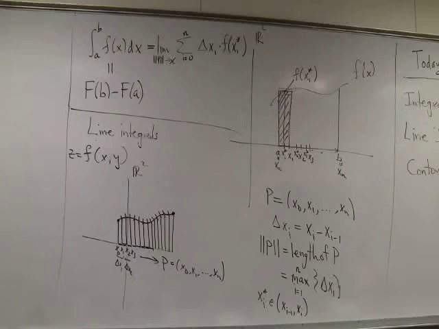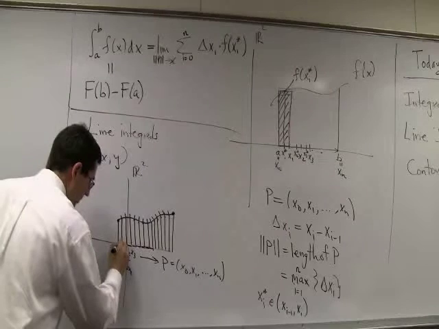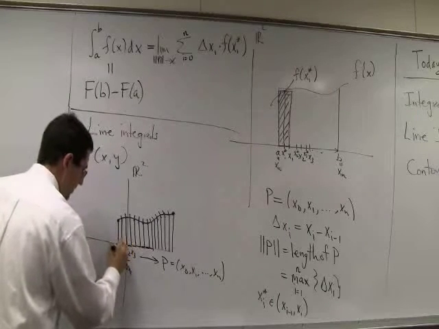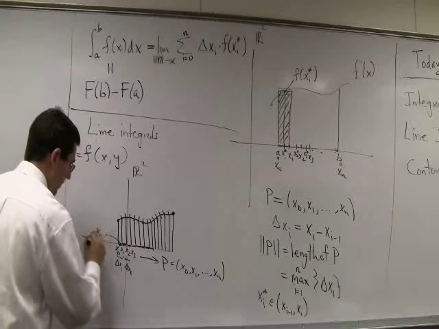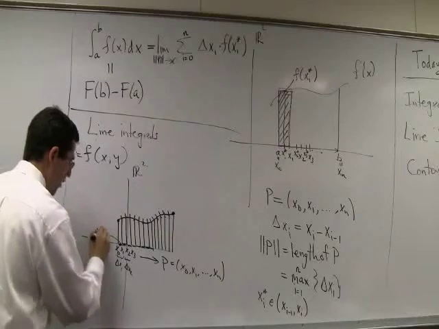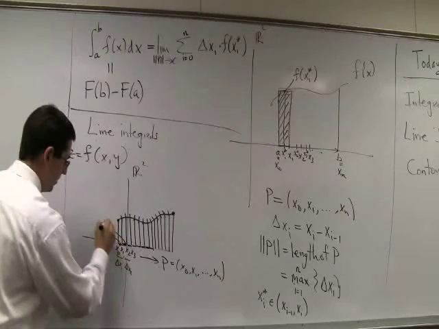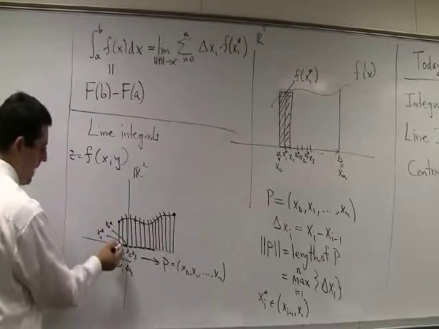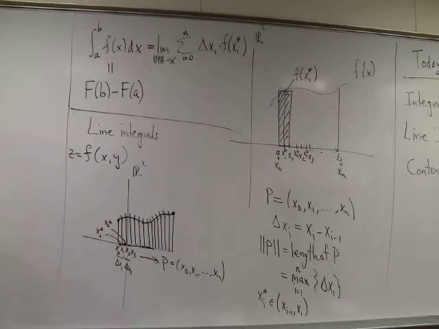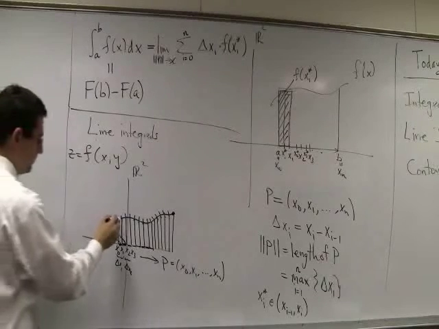I can again define the length of P in the same way. I can choose points in between. So this point will be x1 star. I can choose another point in here, and that'll be x2 star. Then I can go back up to the function and see what their value is. Just map it right back up, see where it lies.